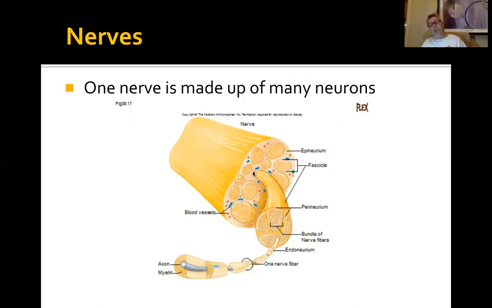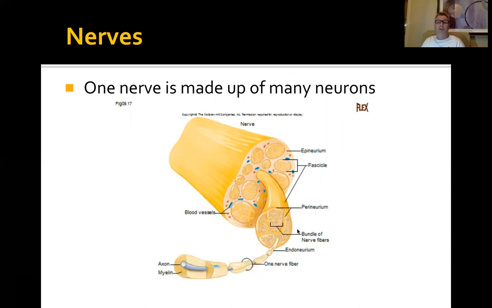And then you can see the blood vessels, because we still need to get nutrients to the nerve cell. Like we said, it provides nutrients. So a cell has a nucleus and has other organelles within it. So it still needs sodium and potassium and other nutrients to get to it. So that's why we see the blood vessels there.